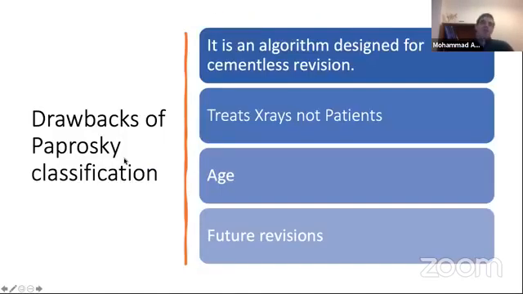So the drawbacks of the Paprosky classification: it is an algorithm designed for cementless revision. It treats X-rays, not patients. It does not take into account the patient age or the need for future revisions.